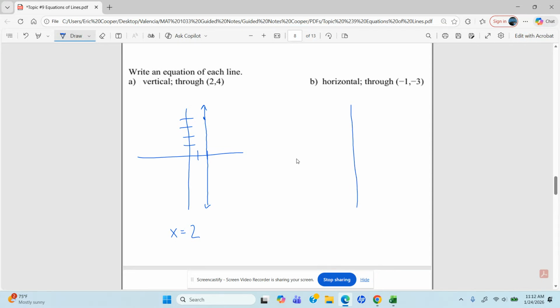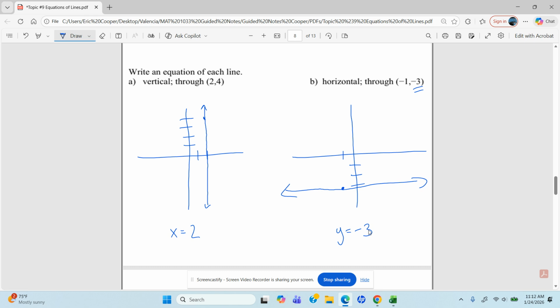You could probably guess what's going to happen for the one that's horizontal. We remember the one that's horizontal goes through the y-axis. So negative 1, negative 3 is this point, and I graph a line through it. And I know that horizontal only goes through the y-axis. So it's going to be y equals whatever y is. And in this case, that's y equals negative 3.